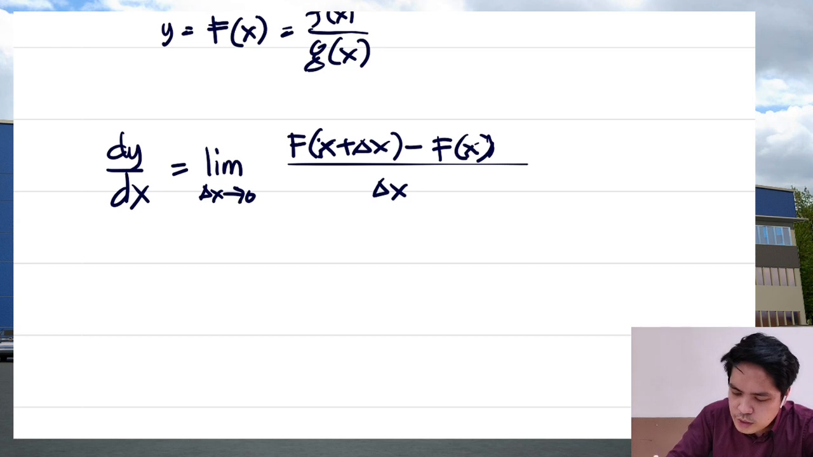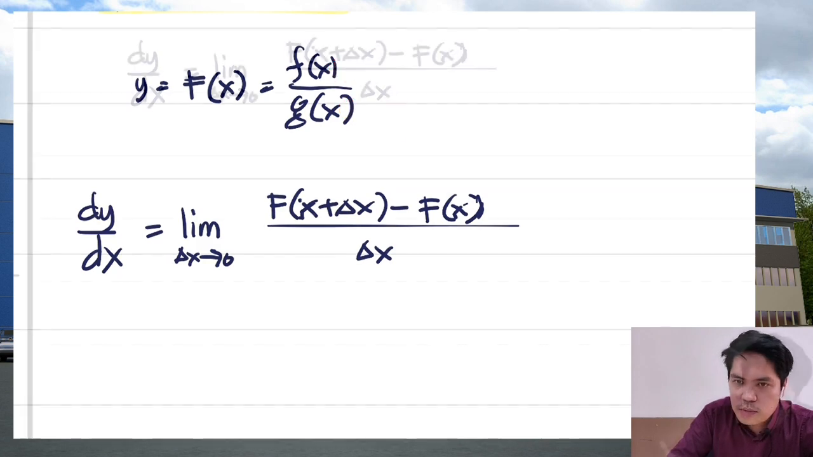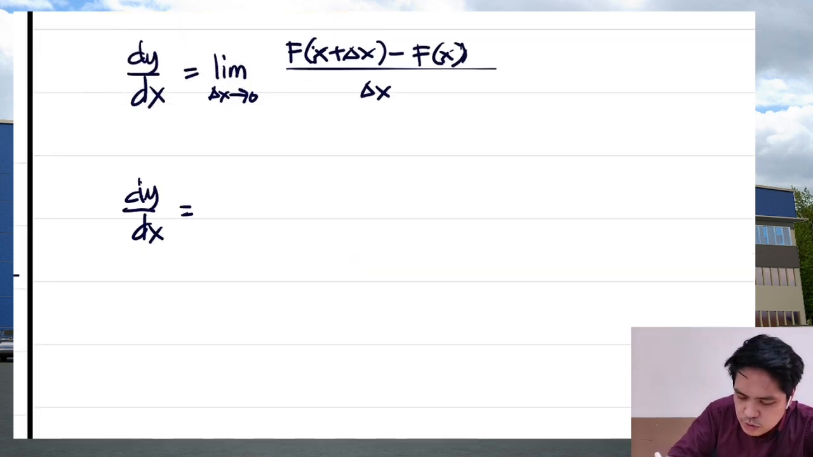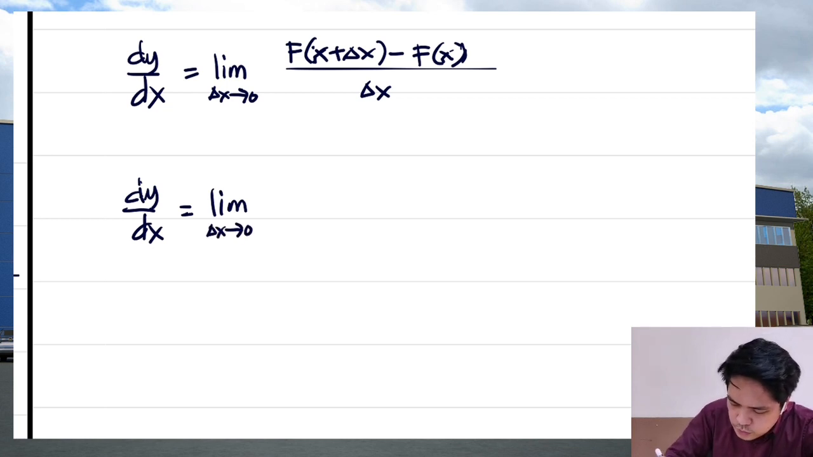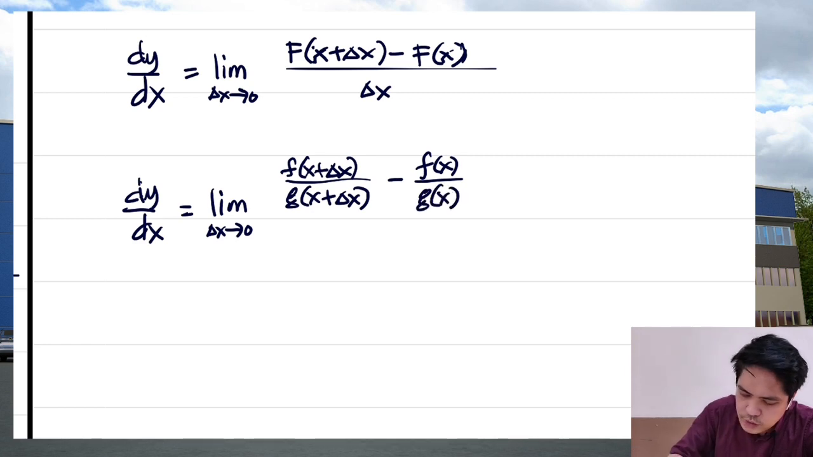And since F of x is this, then we'll just substitute that. So meaning kung may nag-introduce tayo ng change in x sa whole function, then individually meron din change of the same x dito, or there's also a change in x dito. So therefore dy over dx would be equal to the limit as delta x approaches 0 of f of x plus delta x over g of x plus delta x minus f of x over g of x, divided by delta x.